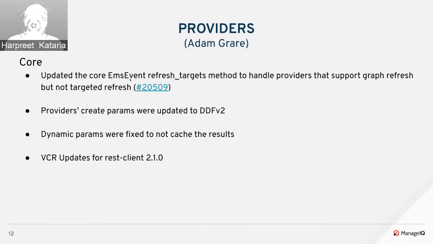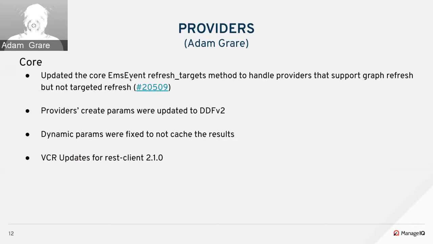Thanks, Harpreet. So for providers this sprint, core changes, we had an update to the EMS event refresh targets method that Dan did. We found that if a provider supported graph refresh and used the general event target parsing, but it didn't support targeted refresh, this was failing because it was trying to instantiate a class that didn't exist. So now Dan's checking the provider settings to see if it supports targeted refresh before trying to instantiate that event target parser class.